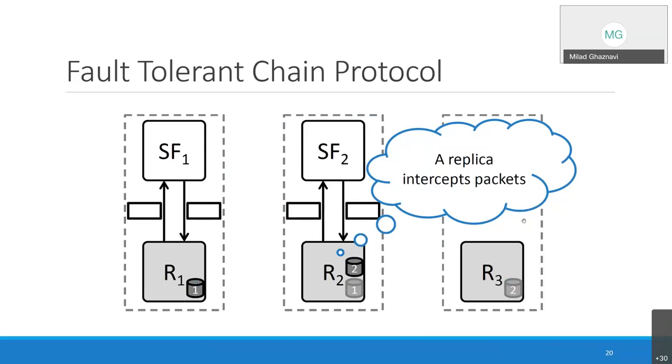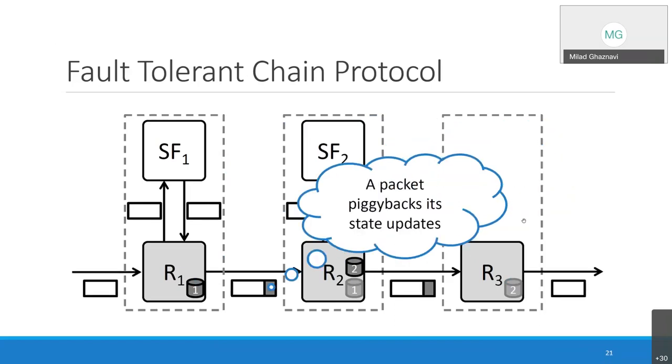Replicas also intercept packets, and they provide a state management API for the service function so that they can track whatever state has been changed by the service function, replicate it, and send it to the next replica. As I mentioned before, whatever state has been changed by processing a packet, our system piggybacks onto the packet.